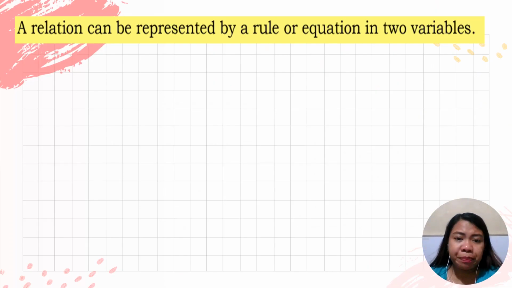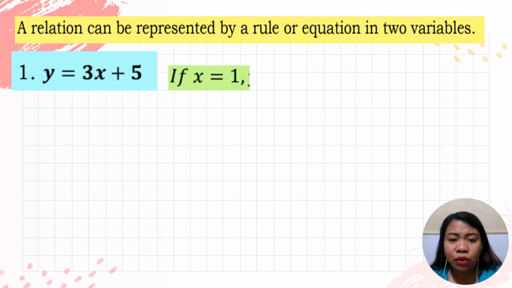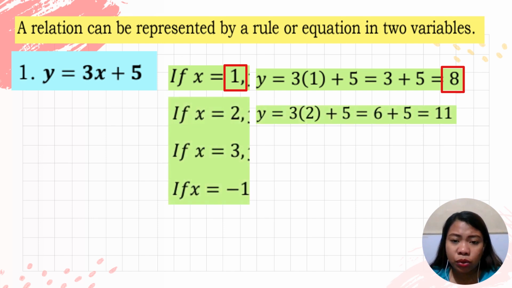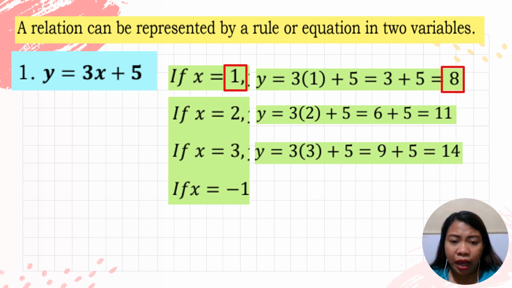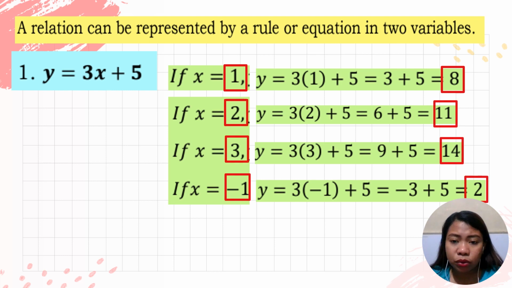Okay, a relation can be represented by a rule or equation in two variables. So we have an equation y is equal to 3x plus 5. If x is equal to 1, then y is equal to 8. If x is equal to 2, y is equal to 11. If x is equal to 3, then y is equal to 14. If x is equal to -1, then y is equal to 2.